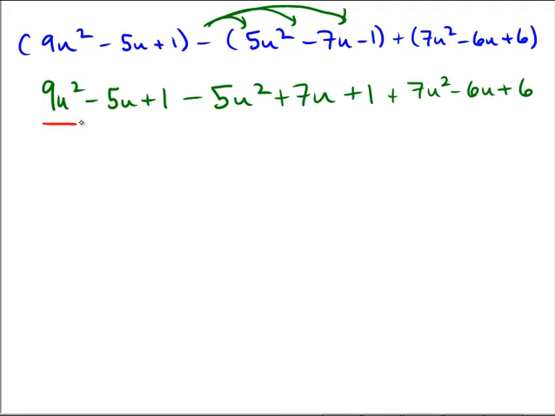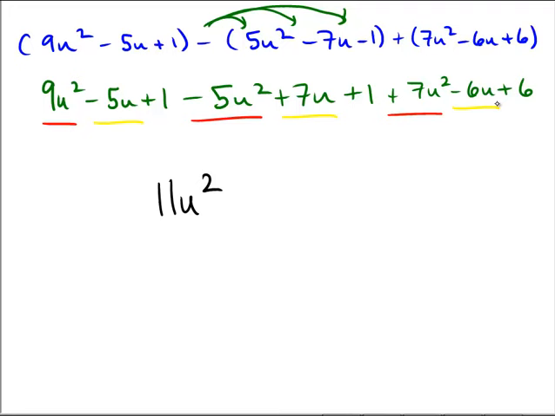And so as we combine, we have 9 minus 5 plus 7. 9 minus 5 is 4. 4 plus 7 is 11. So we get 11u squared, minus 5u plus 7u minus 6u.